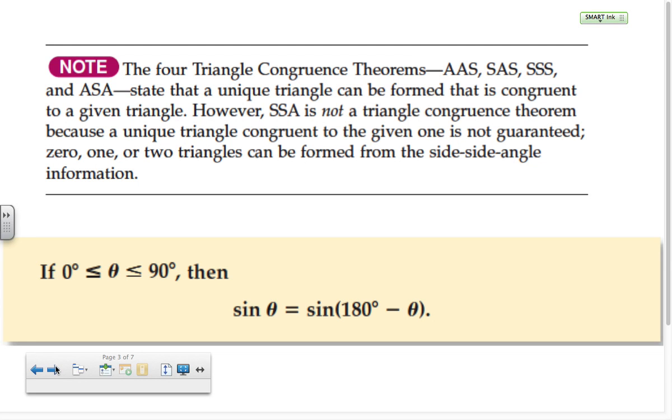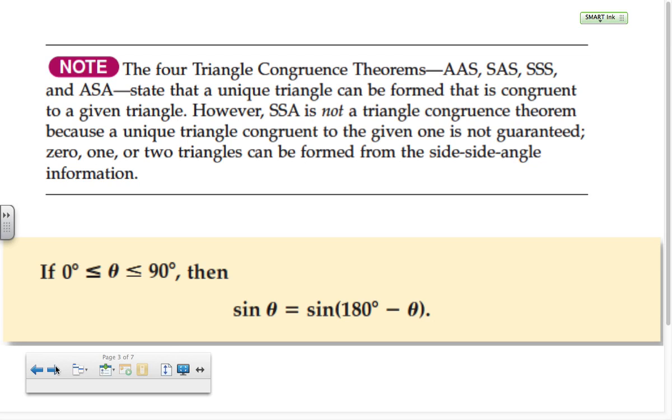So we want to note, now this is just notes, I pull them out of your book because you want to make sure I talk about it, that from geometry, you have the 4 triangle congruence theorems: angle, angle, side, side, angle, side, side, side, side, and angle, side, angle. They always talk about how a unique triangle can be formed that is congruent to a given triangle. However, if you have side, side, angle, there is no proof for that, and it's not a congruence theorem because it doesn't work.